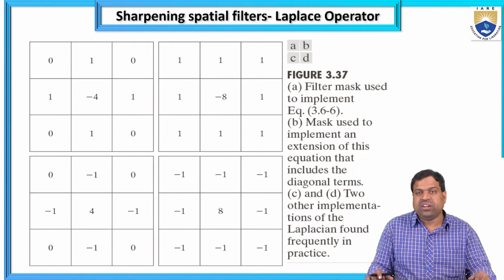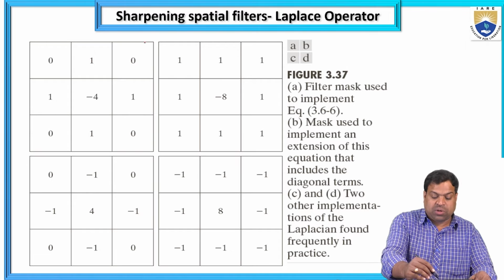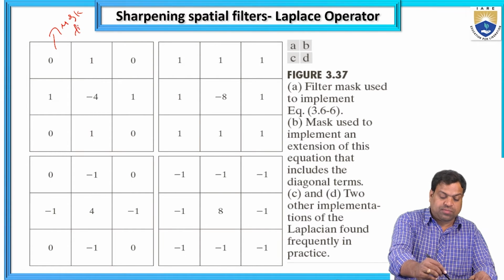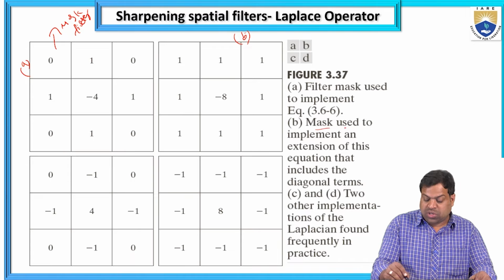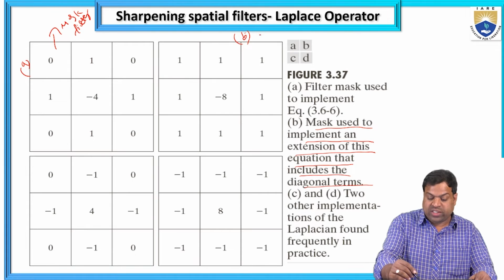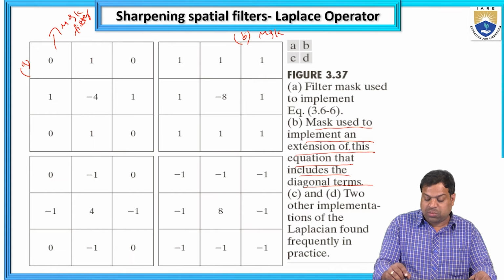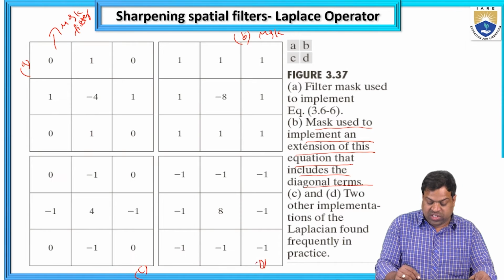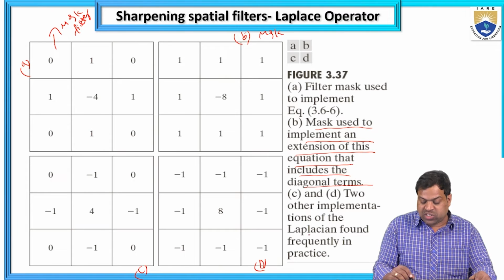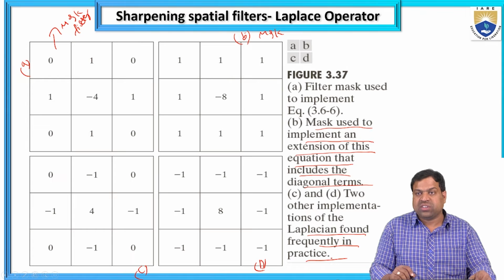It is another example. I am taking here four 3x3 matrices. The first one is a mask filter used to implement this equation. Filter B is a mask used to implement an extension of this equation that includes the diagonal terms. And C and D are two other implementations of the Laplacian found frequently in practice.